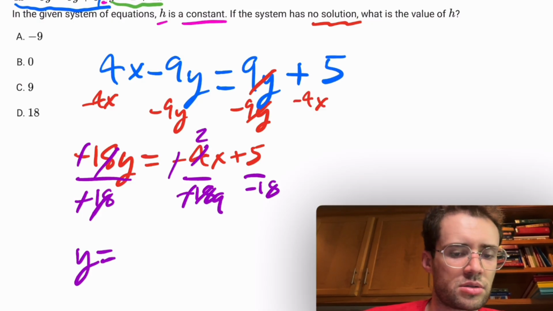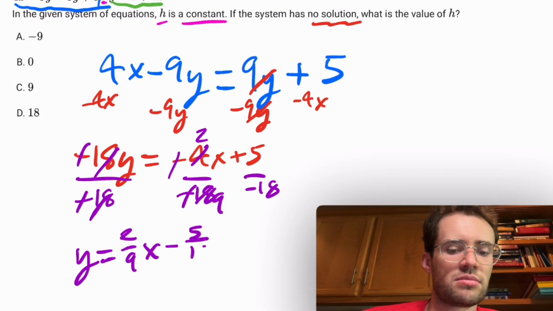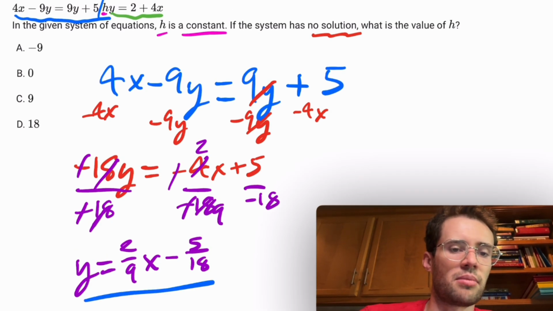Okay, so we get y equals positive 2/9 x plus, or actually it's going to be minus 5 over 18, which those are relatively prime. All right, so that's your first equation, this one that I underlined in blue.